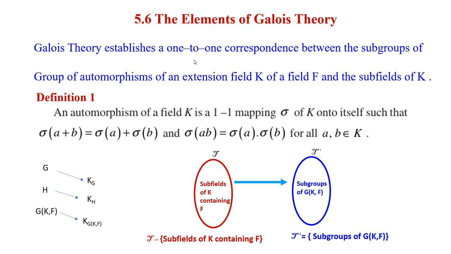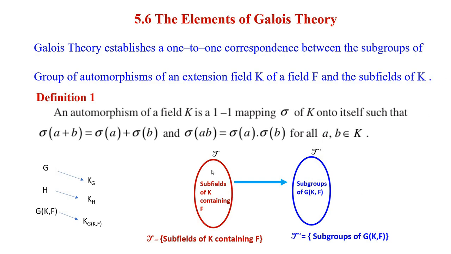In this video, we are going to have an introduction to Galois theory. In Hurston's book, 5.6 is the elements of Galois theory. Galois theory establishes a one-to-one correspondence between the subgroups of the group of automorphisms of an extension field K of a field F and the subfields of K. We have already mentioned that K is an extension of F, which means K contains F.